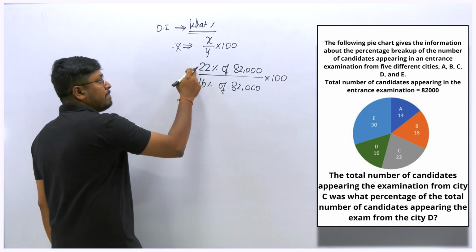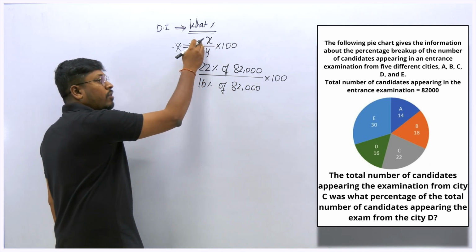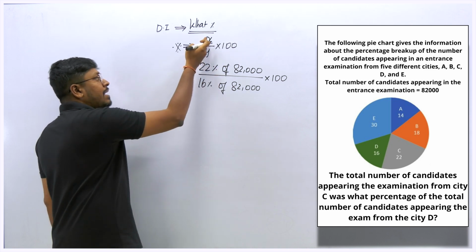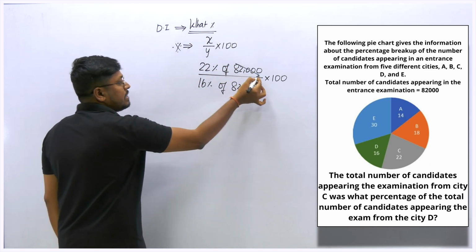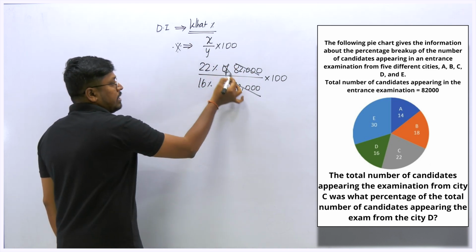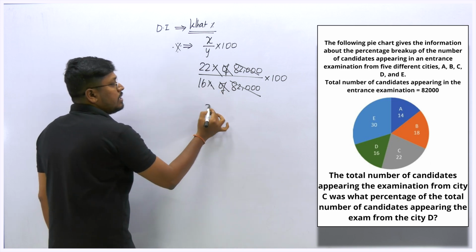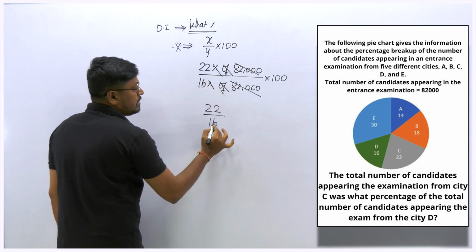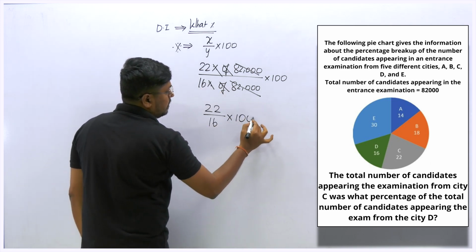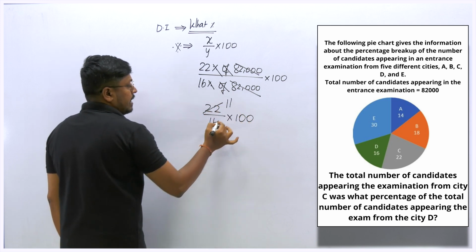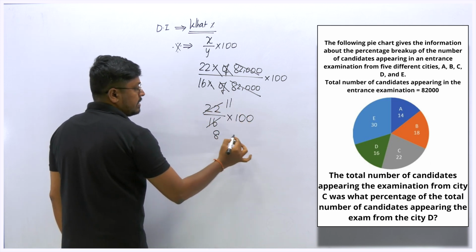Don't find the value separately and then substitute it in the formula; that is a waste of time. When you directly apply the x and y values, you can cancel 82,000 and then cancel the percentage. So finally we got 22 by 16 into 100. So cancel it on the 2 table. 11 times, cancel it on the 2 table. 8 2s are 16.